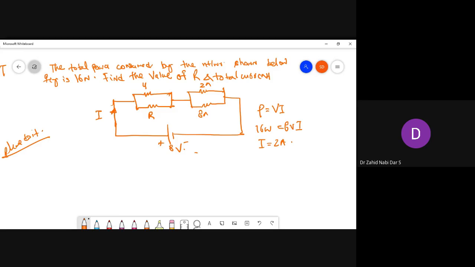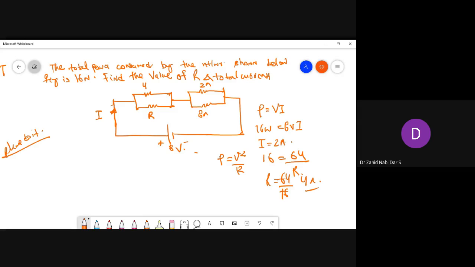And now you also know that P is equal to V square by R. P is already given as 16, and V square is 64. So R is equal to 64 divided by 16, which is 4 ohms. So what was that big thing in that? Why did it take so long?